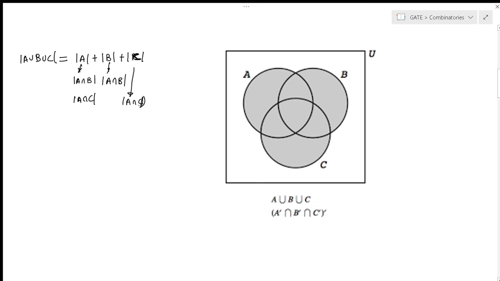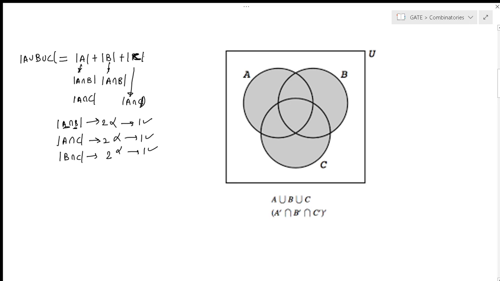So how many times did it come? It also came two times. So indirectly, A intersection B came two times, from the A and from the B. Then A intersection C also came two times, from the A and from the C. And lastly B intersection C also came two times. But how many times did we want them? We don't want them two times, we just want them one time, right? So what we need to do is subtract them.